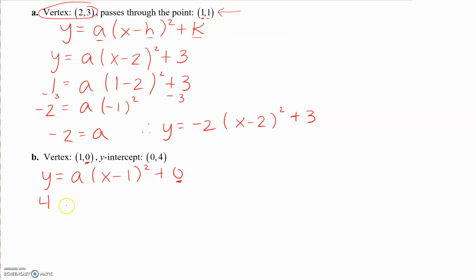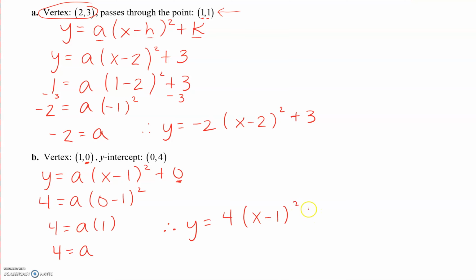I'm going to take my coordinate point, that y is 4 when x is 0, and now I just get to simplify. Well, -1 squared is just 1, so again, it looks like a was 4. So now that I found a, I'm ready to write my final equation. I already knew where the vertex was, and again, you could put +0 or not.